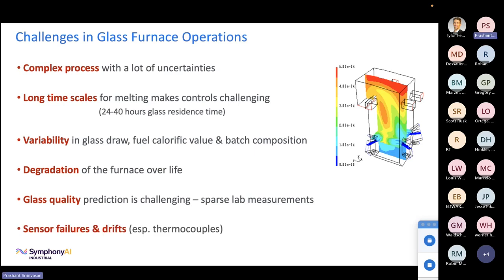And finally, sensor failures and drifts are very common in this application just because of the high temperatures involved. You have thermocouples fail, and that makes it challenging to get an accurate picture of the temperature. So there are other ways of measuring temperature like optical pyrometers and thermal cameras and so on, but the standard thermocouples are always susceptible to failures in these harsh environments.